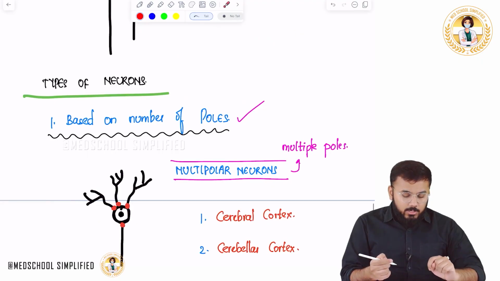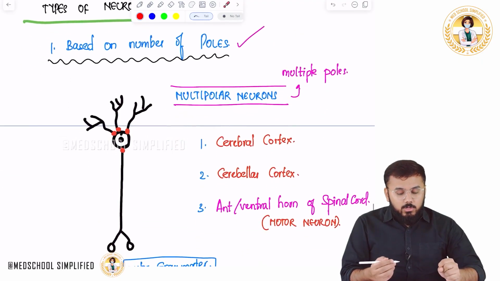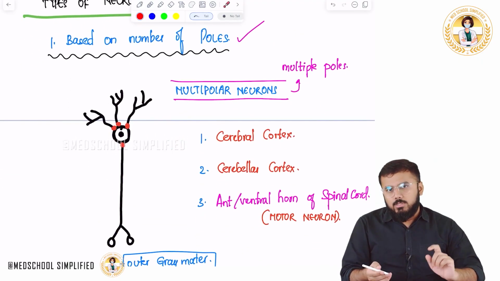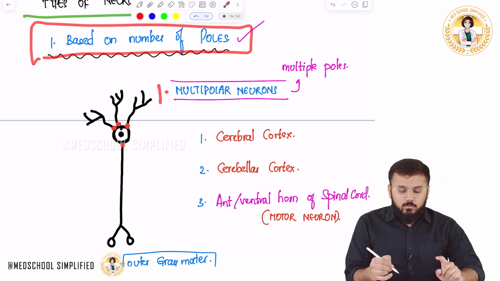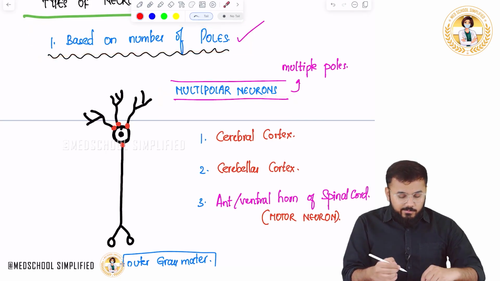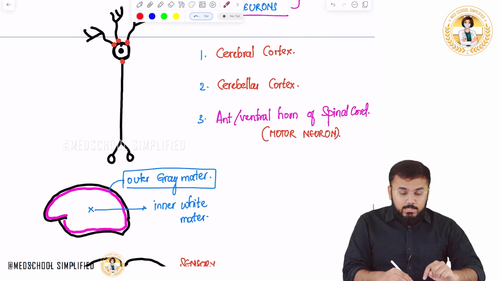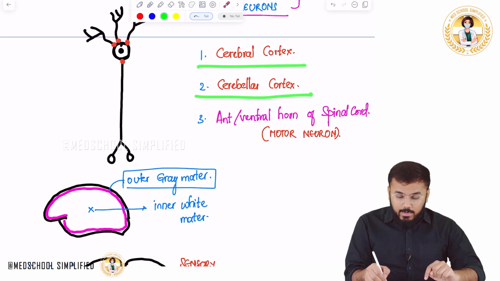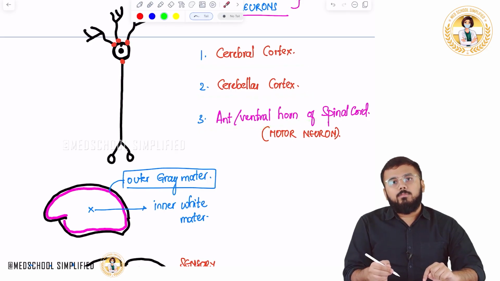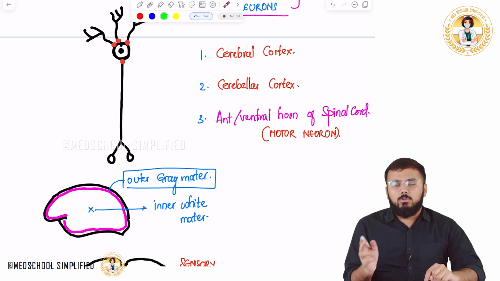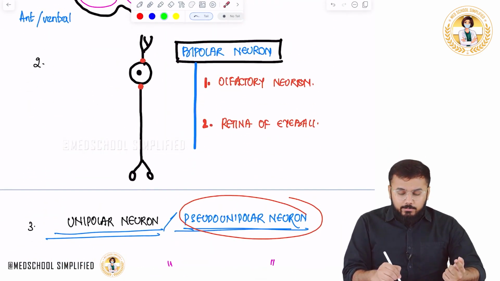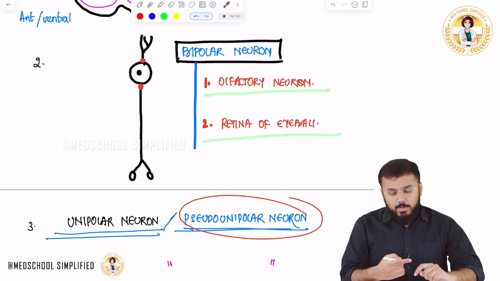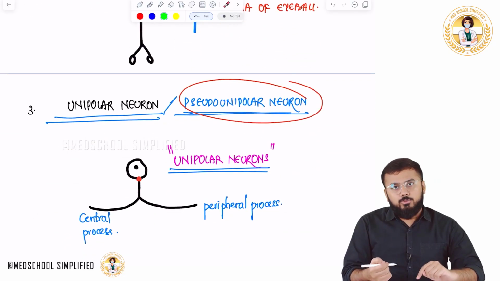Coming to the types of neurons, they are based upon different classifications. One classification is based upon the poles. The first one is multipolar neuron, which has multiple poles. Examples are the cerebral cortex, cerebellar cortex, and anterior horn of the spinal cord, through which the motor neurons come out. Second, bipolar neuron examples are olfactory neuron and retina of the eyeball. Third one is unipolar or pseudounipolar.